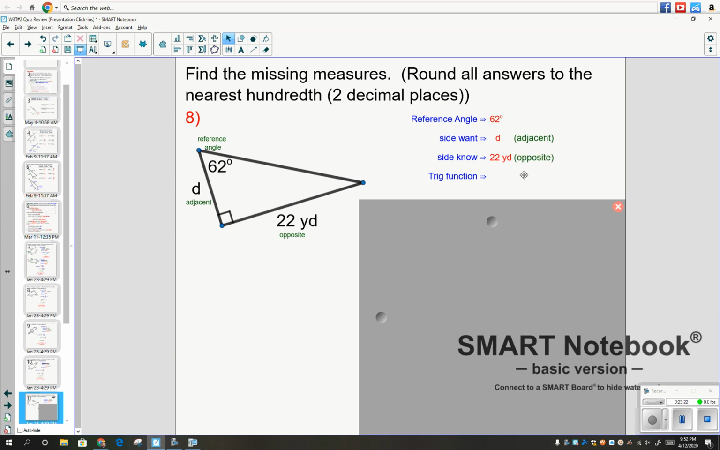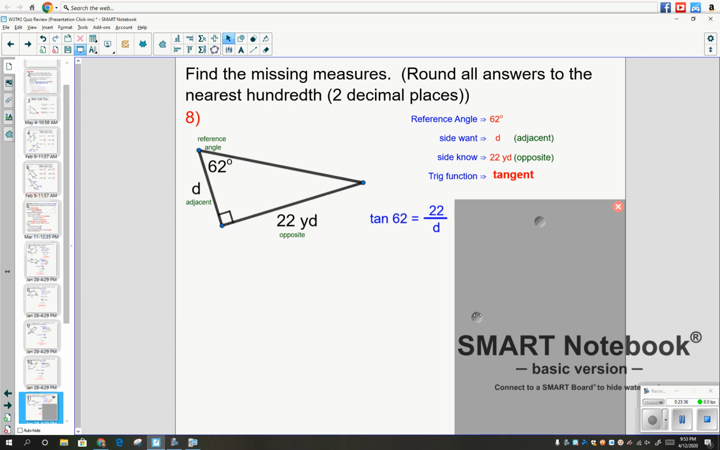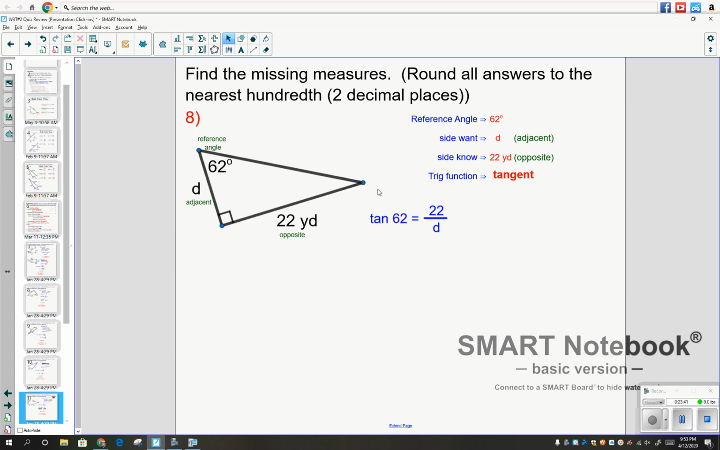Which one uses opposite and adjacent? Yes, tangent. Tangent of the angle measure. So let's set my equation up. Tangent of 62 equals the ratio of opposite over adjacent, 22 over D. Solving for a side, I have to clear fractions. I clear fractions by multiplying by the denominator, which is D. Multiply both sides by D. They cancel out, leaves me just 22 equals D times tangent of 62.